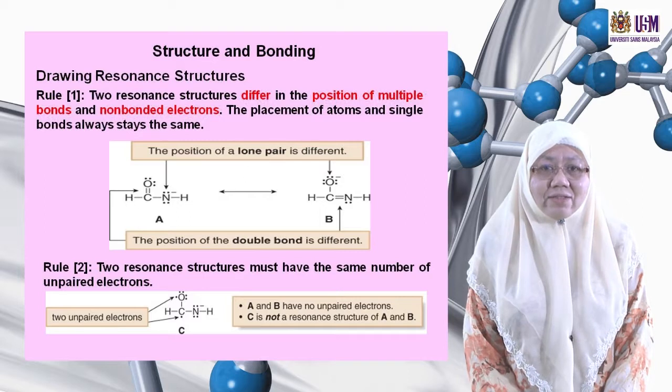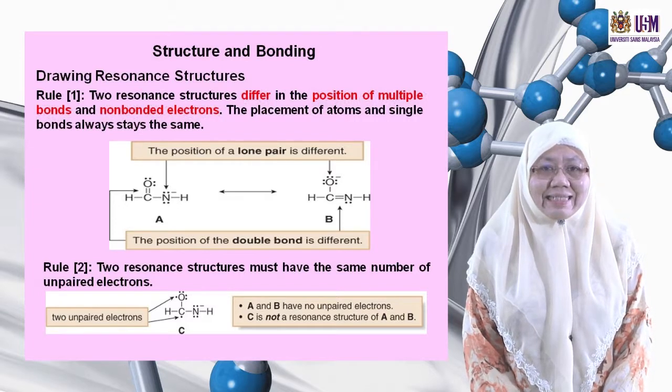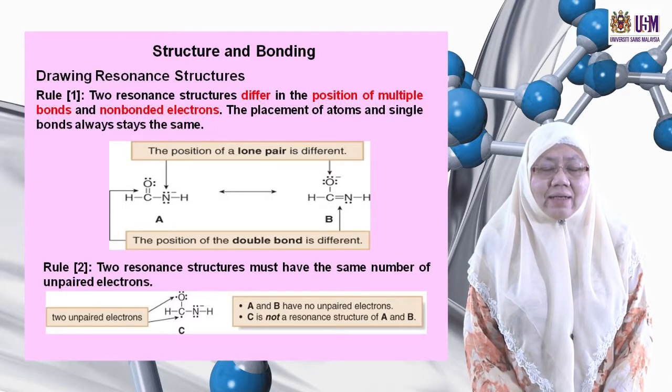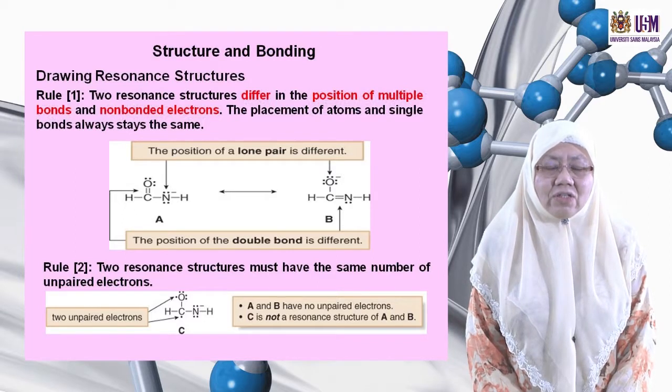So two resonance structures must have the same number of unpaired electrons. For instance, as we see in C, there are two unpaired electrons, one on a carbon atom and one on the oxygen atom. So A and B have no unpaired electrons, but C is not a resonance structure of A and B.